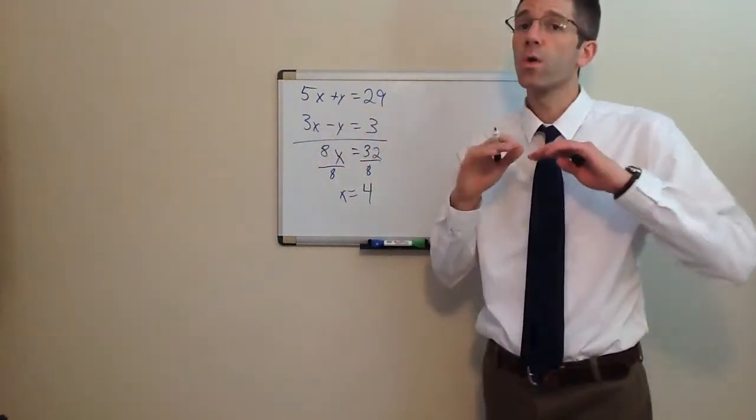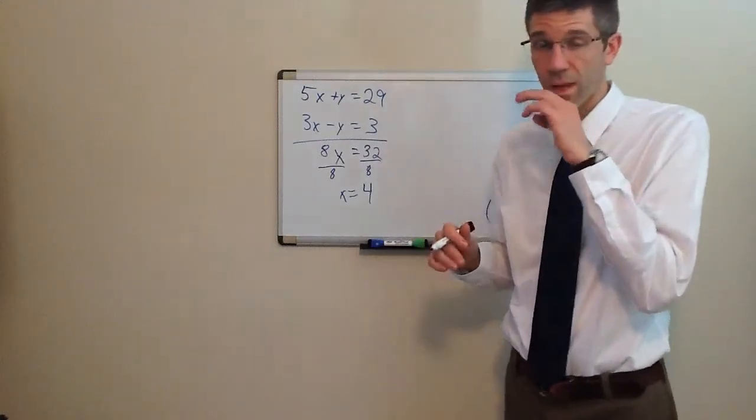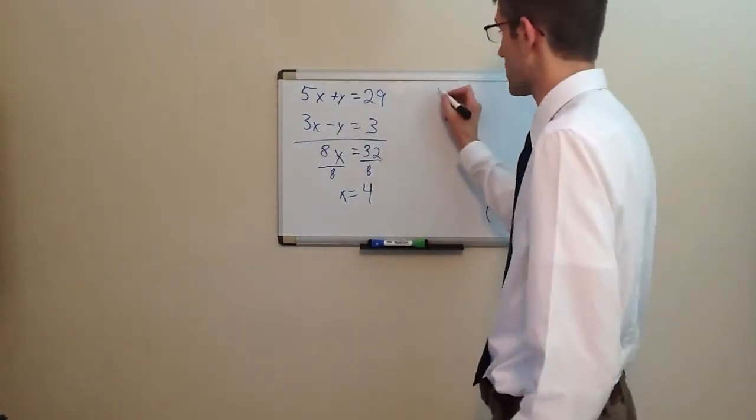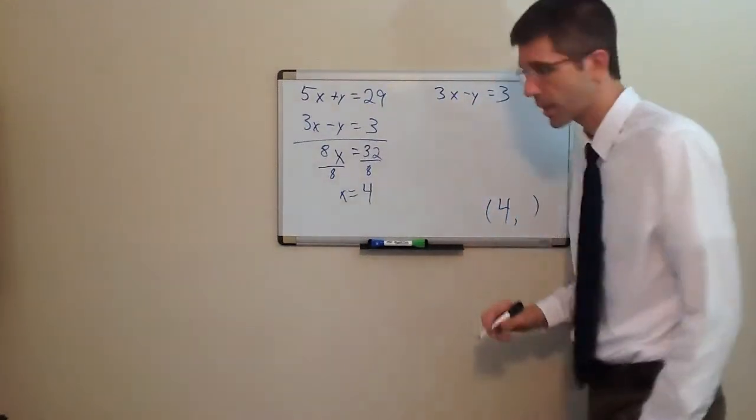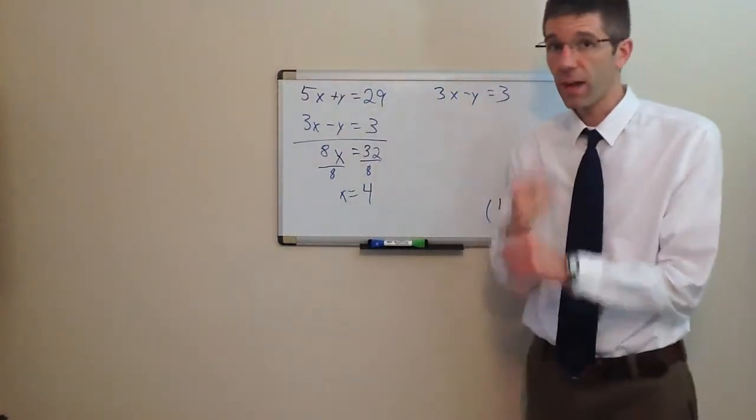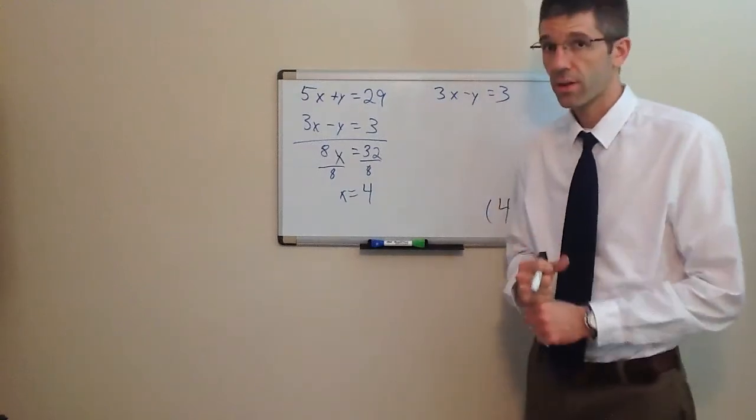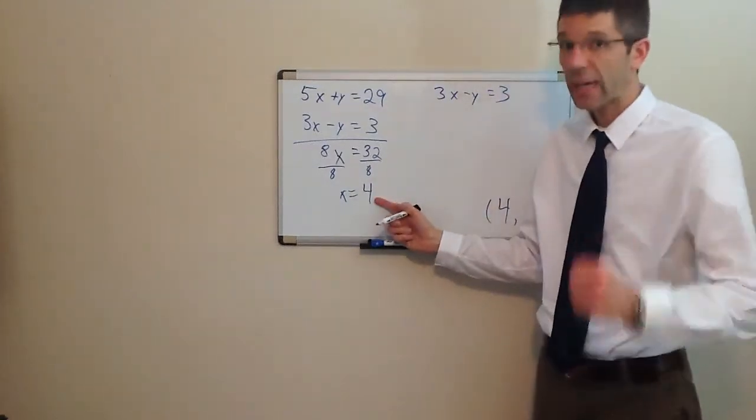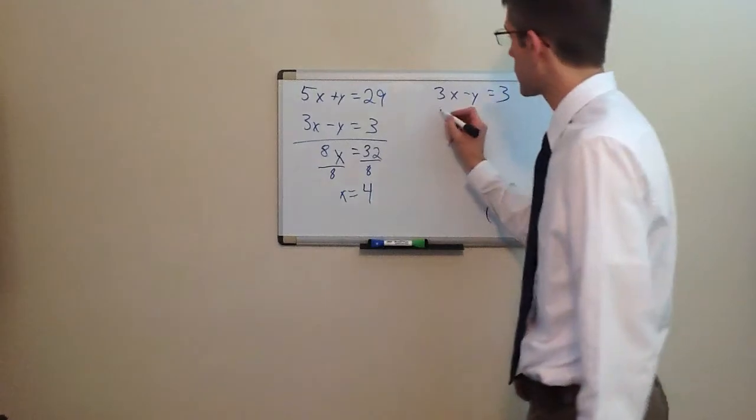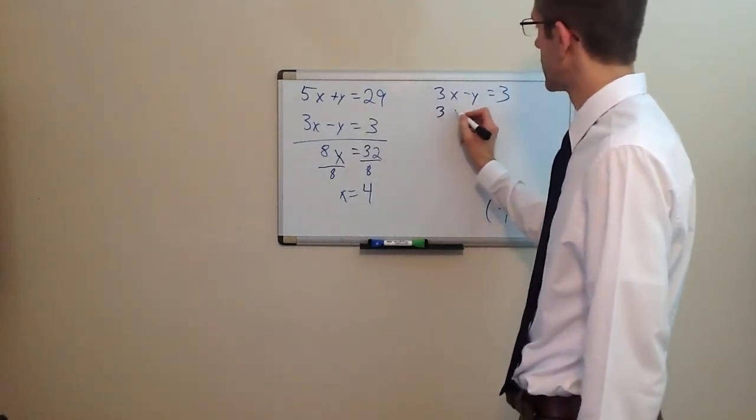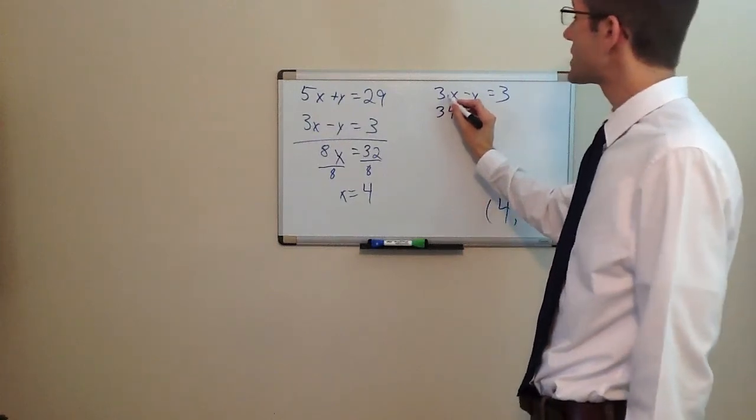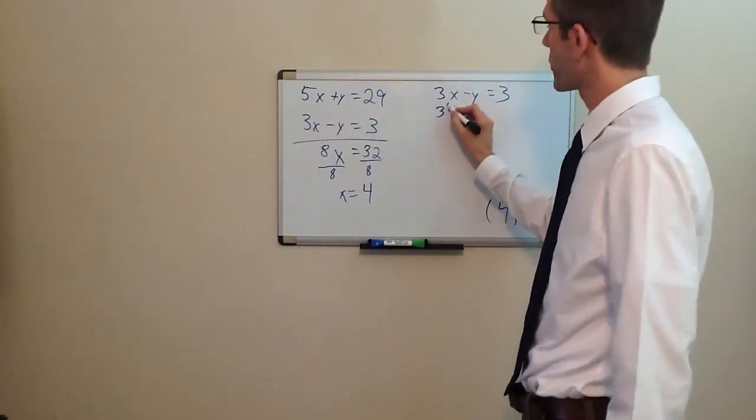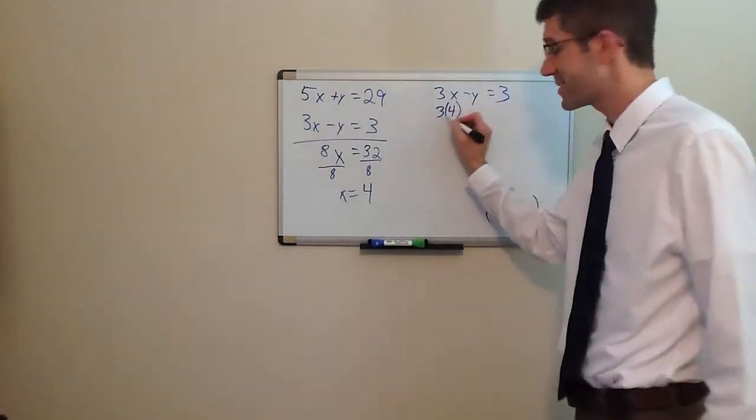There is no wrong equation to pick. I'm going to just pick one. I'm going to pick the bottom one just because I feel like it. 3x minus y equals 3. Okay, instead of x, I will put what x is. X is 4. So I'm going to put 3 and 4. That is not 34. This is 3 times x. 3 times 4. Yes, that is a 12.